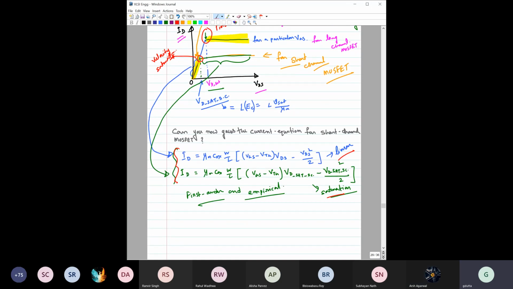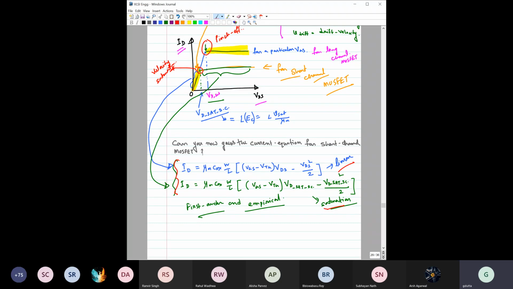If you put it this way, in saturation, what is the relation between ID and VG for a short channel MOSFET? A square relation? No, please check it. It is not a square here. So the second equation is for the saturation region of the short channel MOSFET.